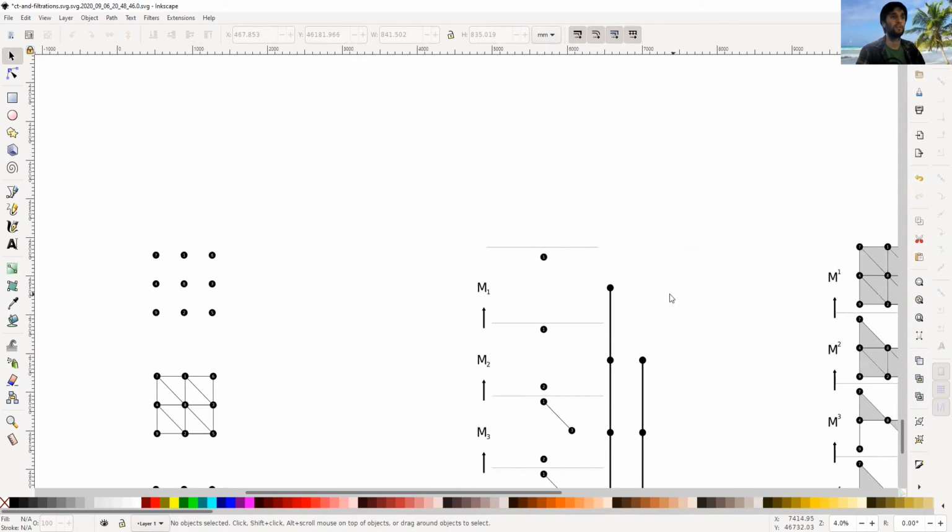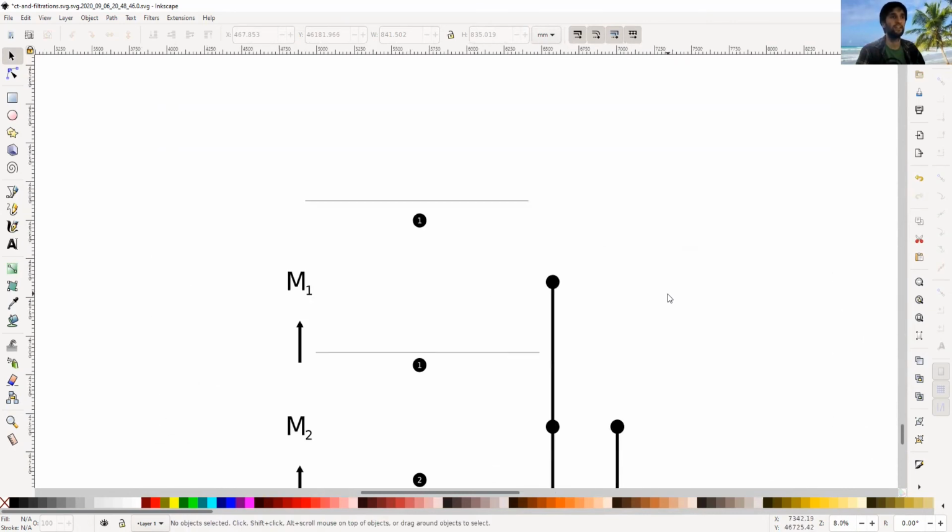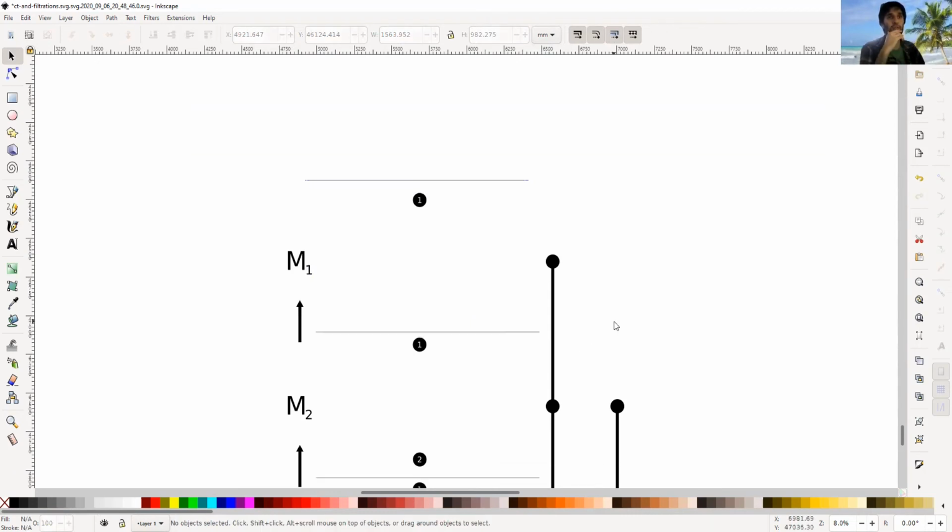So first, we're going to start with the ascending filtration. In the ascending filtration, first, we add the simplex 1, which is just one connected component. And so on the right, I have drawn the barcode diagram for this filtration. So at the first step, we have one connected component.